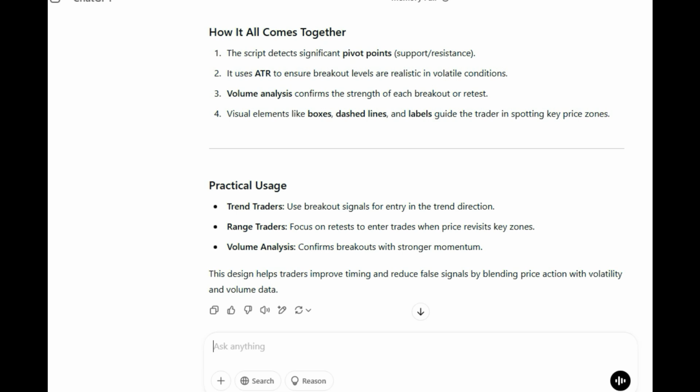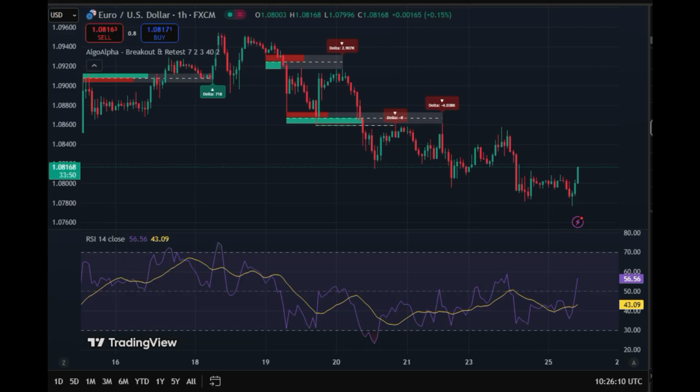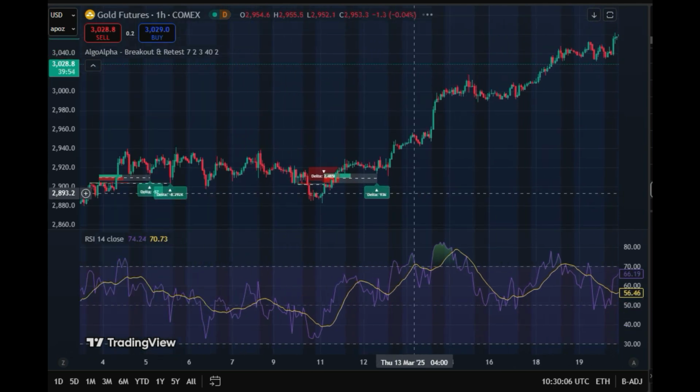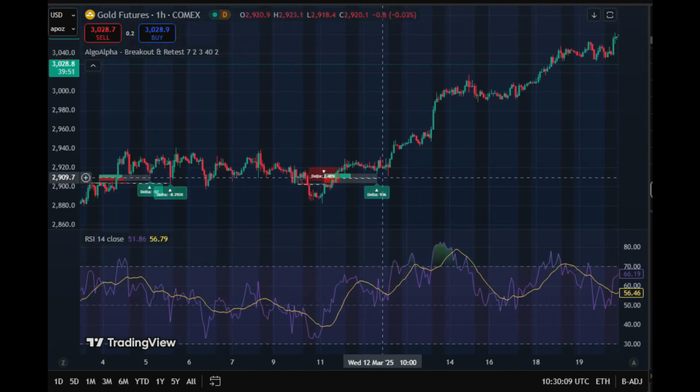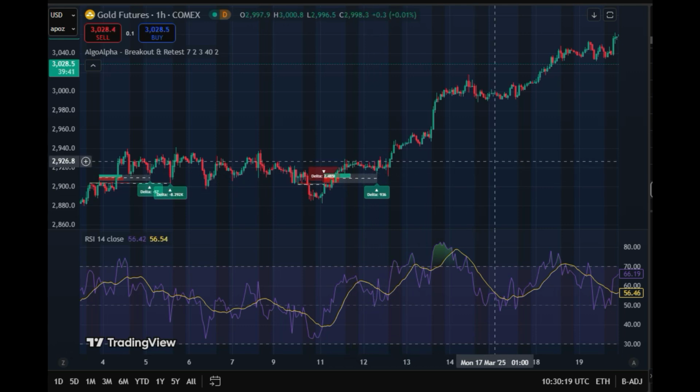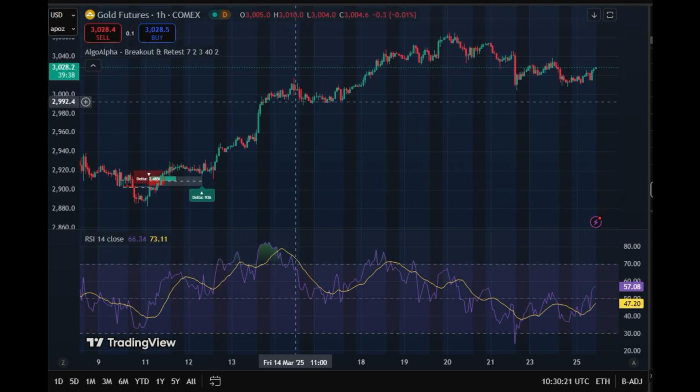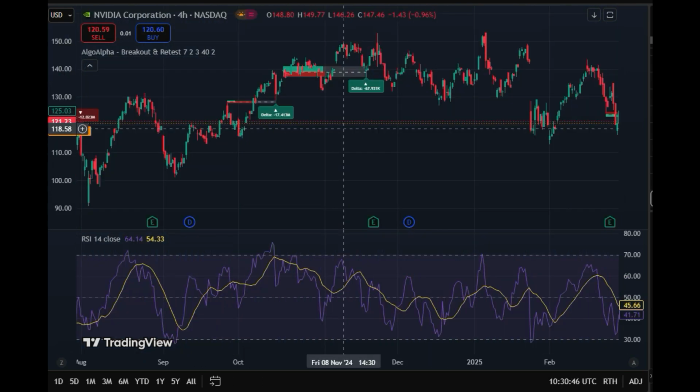So traders can use this for trend trading, for range trading, for volume analysis. Very good indicator for all traders. Like I said, we can use this indicator on stocks. For example, we can use it on gold too. You see this trade from March 12th. See how this indicator shows a beautiful retest point for a buy order, and we are still in a bullish move here. As you can see, we can use it on stocks too.